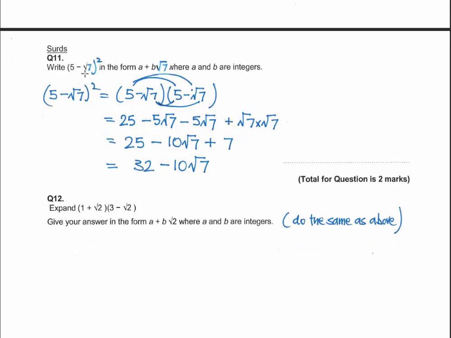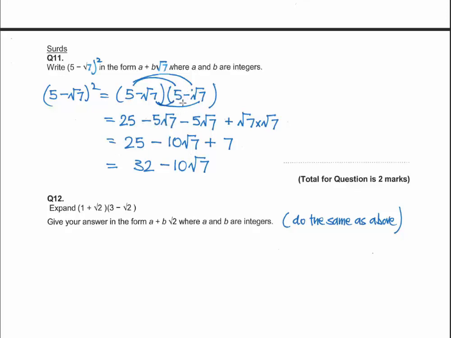Write 5 minus the root of 7 all squared in the form a plus b root 7, where a and b are integers. So when we square a bracket, we times it by itself. And whenever you have an expression like this, remember you always multiply everything in one bracket by everything in the other. And I've drawn these lines to make sure that I don't lose track of what I'm multiplying. So it's 5 times 5, 25, and 5 times minus root 7, which gives me minus 5 root 7.